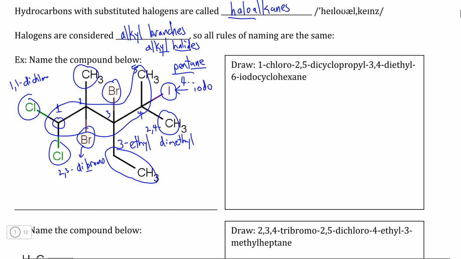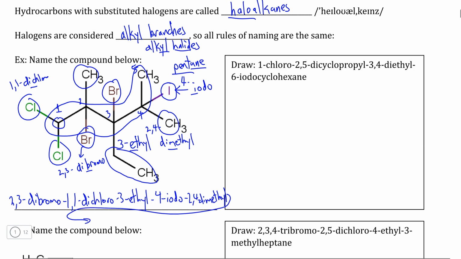Then it comes time to put all of our side chains in order alphabetically. So B comes before C, which comes before E, which comes before I, which comes before M. So our 2,3-dibromo would come first, followed by our 1,1-dichloro, followed by our 3-ethyl, followed by 4-iodo, and finished by 2,4-dimethyl. Careful about the hyphen in there. Dimethyl, and then we need the name of our parent chain, which is, of course, pentane. So if we were to read the name of this monstrosity out, it would be 2,3-dibromo, 1,1-dichloro, 3-ethyl, 4-iodo, 2,4-dimethylpentane.